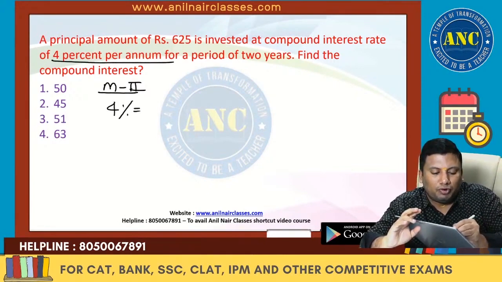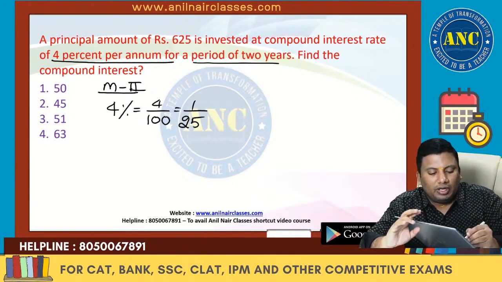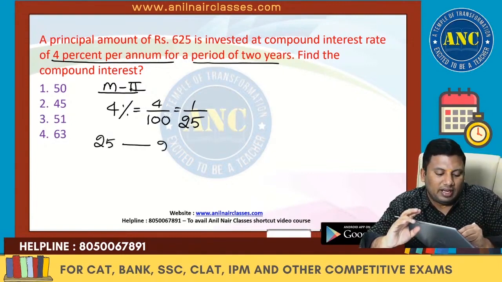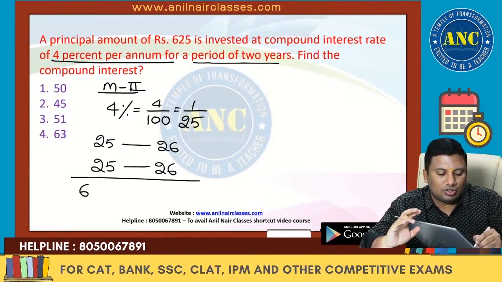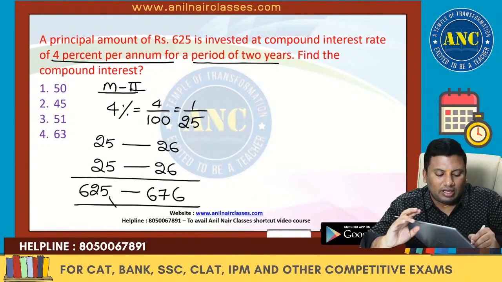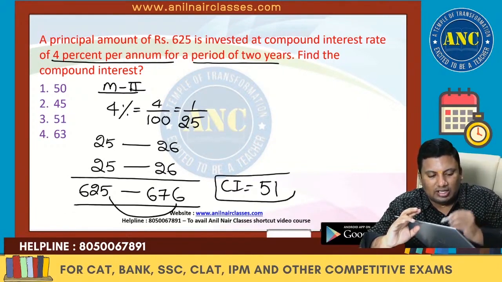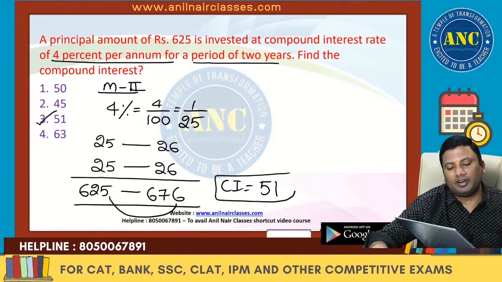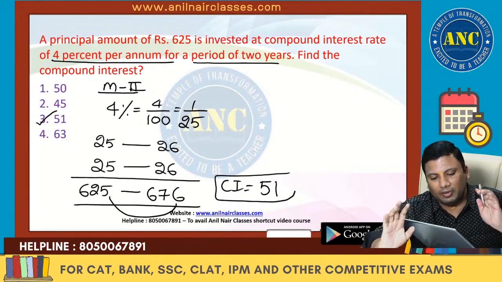This is nothing but 4 percent, which is 4 by 100, which is 1 by 25, for a period of 2 years. First year it is 25, at the end of the year 26. Second year 25, at the end of the year 26. So for 2 years this is 625, and 26 squared is 676. What is the extra compound interest I am giving? The extra compound interest is nothing but 51. The answer for this question is 51. Idea clear?